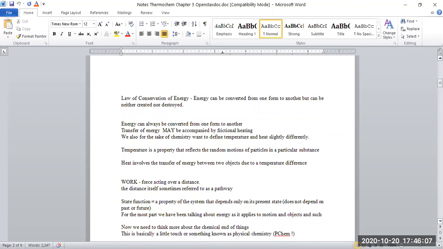So all the frictional heating that happens is tied into your transfer of energy. We need to be a little bit more abstract about this. This is something we talked about very briefly back when we were doing conversions between Celsius and Kelvin and Fahrenheit. Temperature reflects the random motion of particles in your substance. Warm things move fast, cold things move slow. That's kind of intuitively logical.